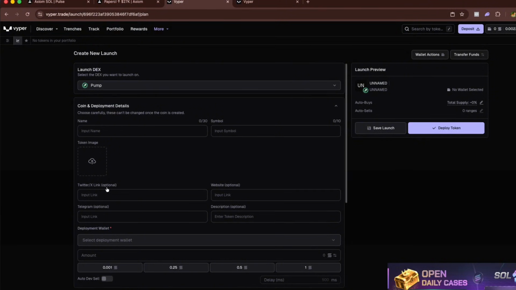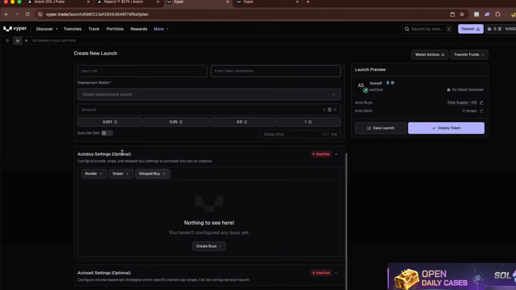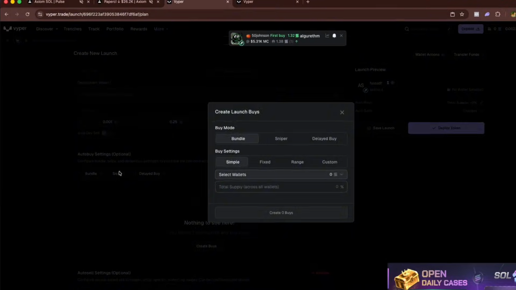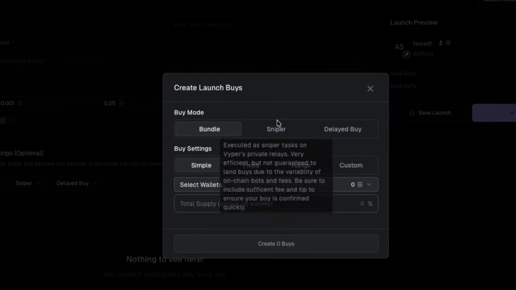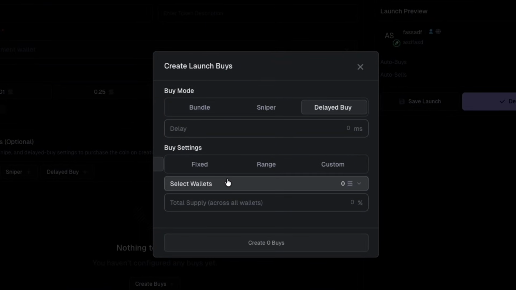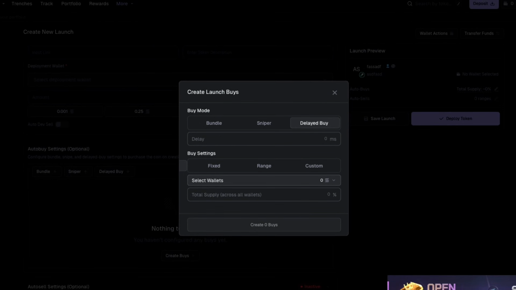So this is the first part, right? This is like launching it. You could literally do like boom, boom, boom, boom, whatever, right? Just type that in. You could do a bundle here, right? So you could do simple bundle, fixed bundle, range bundle, delayed buys. So what this was, right?